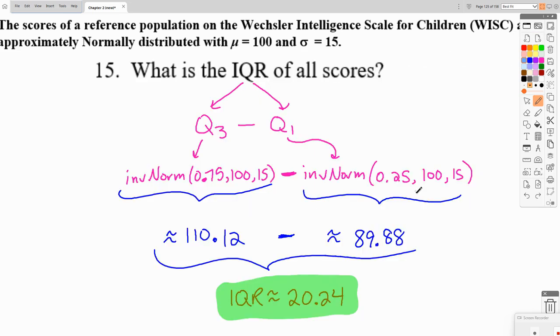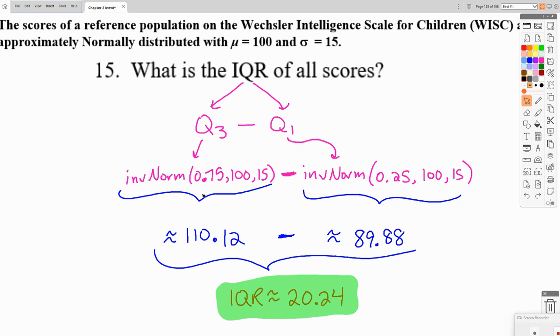And the last one, number 15. What is the IQR of all scores? Again, IQR is not going away. We did it a lot in chapter 1. We're still doing it a lot in chapter 2. So IQR, Q3 minus Q1. Q3, 75th percentile. Q1, 25th percentile. Since we're still dealing with percentiles, we still get to use inverse norm.